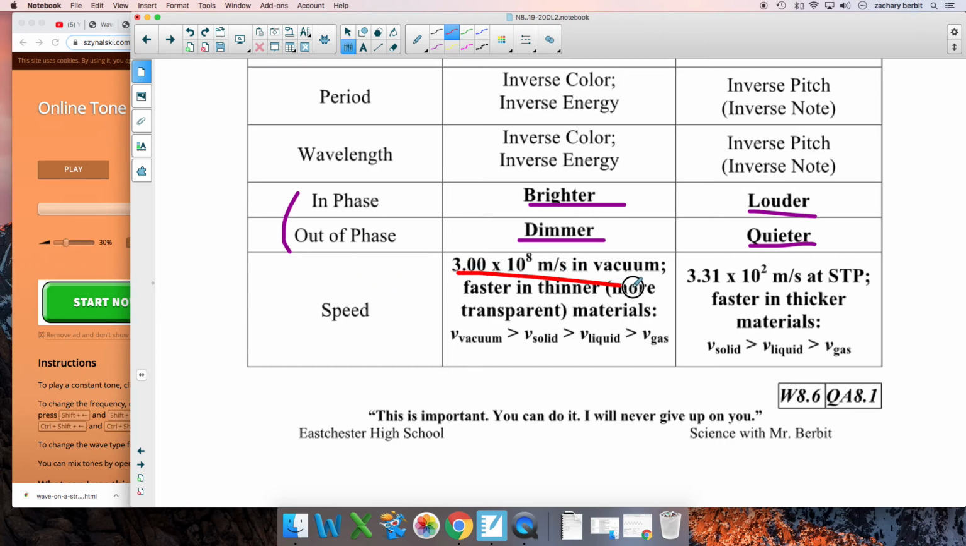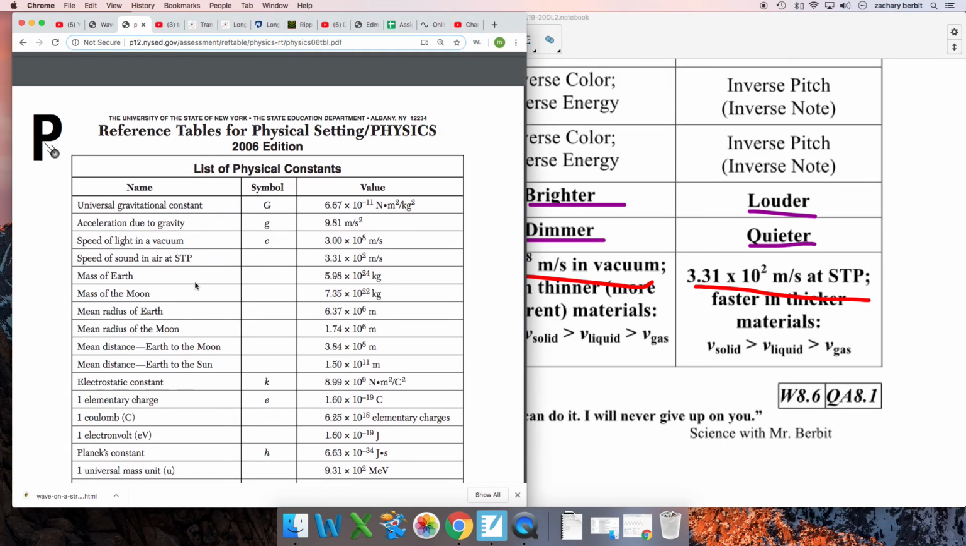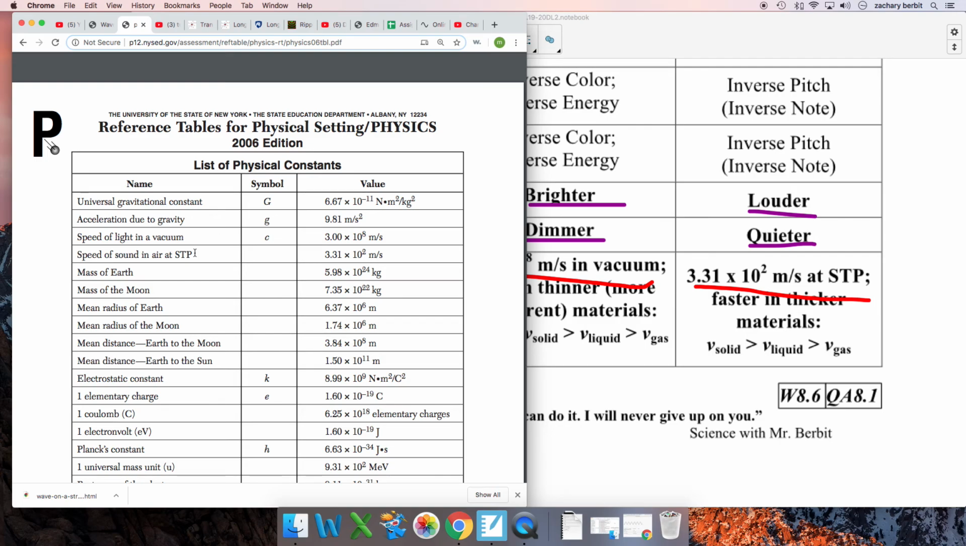Finally, the speed. Speed of light in a vacuum, PRT1. Speed of sound in air at STP. Those are both from your reference table. Here it is. On the front, speed of light in a vacuum, speed of sound in air at STP. Those are the most common speeds we will use in our problems.